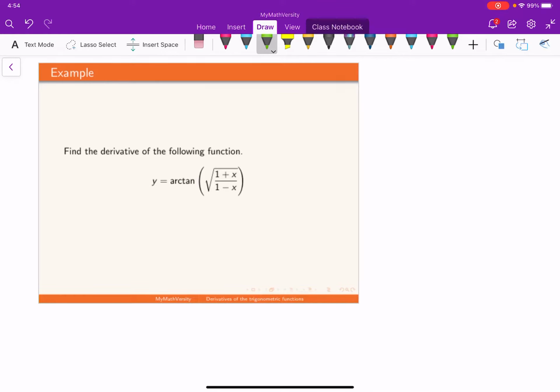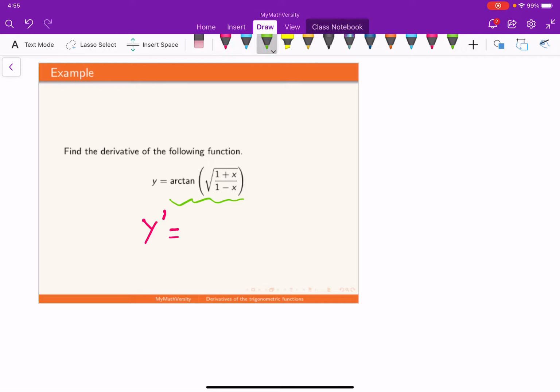We need to find the derivative of this given function. The given function is arctangent of the square root of (1 plus x) over (1 minus x), right? So that's what we have been given. The arctangent function is composed with that algebraic function, the square root of (1 plus x) over (1 minus x), and our goal is to find y prime, or let's say the derivative of y with respect to x. So how can we work on this?